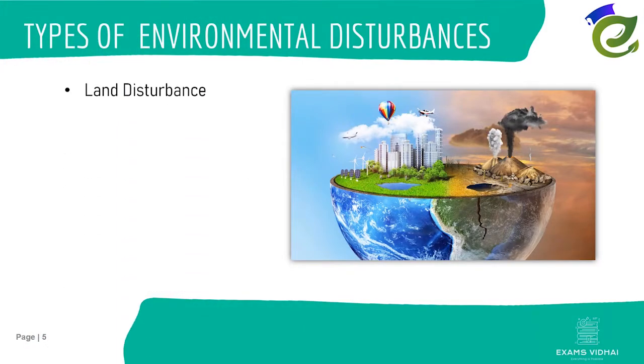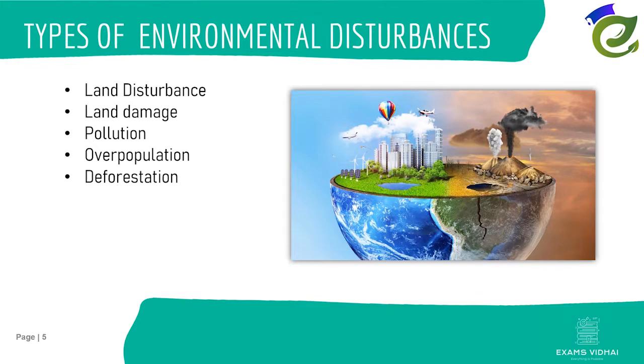Types of environmental disturbances: land disturbances, land damage, pollution, overpopulation, deforestation, and natural causes.